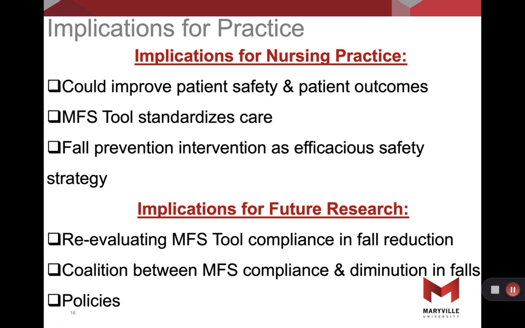For implications of future research moving forward, it's crucial to continue evaluating the effectiveness of the Morse Fall Scale tool compliance in reducing inpatient falls, as recommended by Rogers' PDSA cycle, and to explore other potential factors that may contribute to fall prevention efforts. By addressing these complexities, healthcare systems can further improve patient safety and outcomes in the future. On a systemic level, this project implies that the use of a standardized fall risk assessment screening tool, such as the Morse Fall Scale tool, can be effective and beneficial to all that use it.